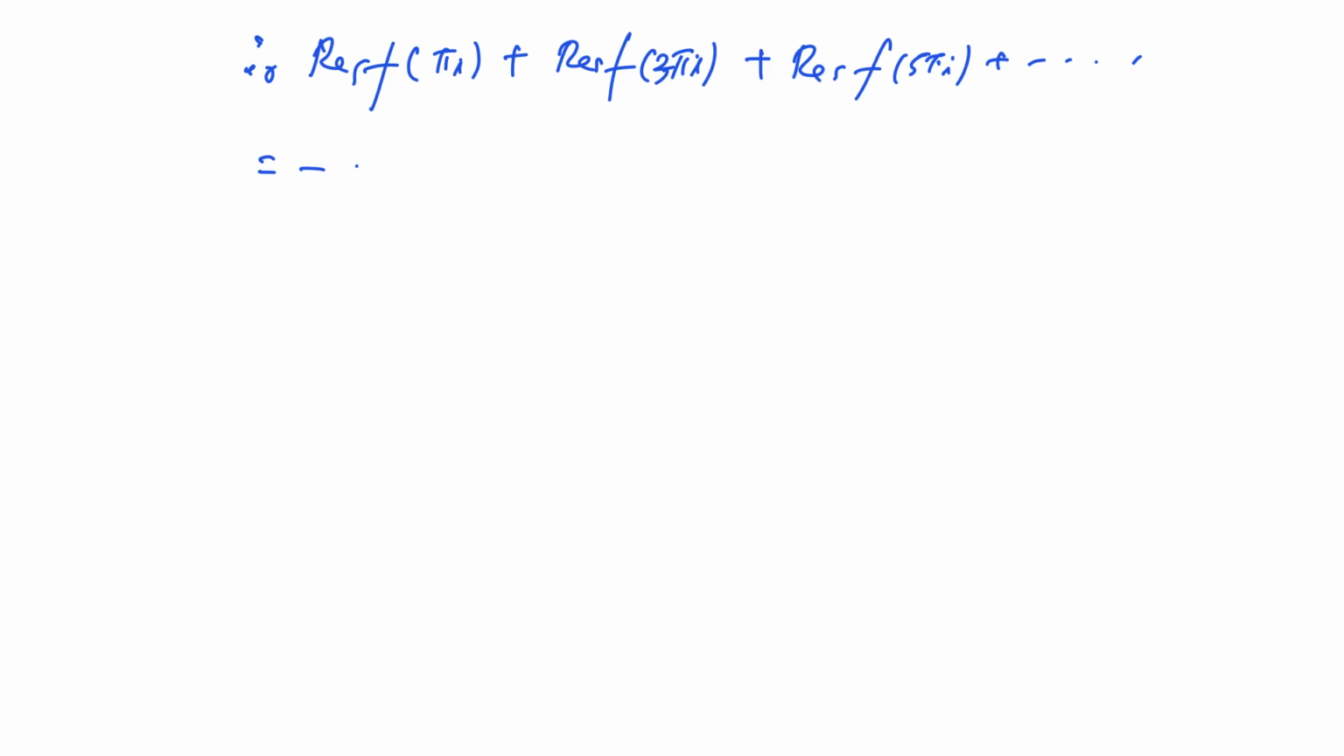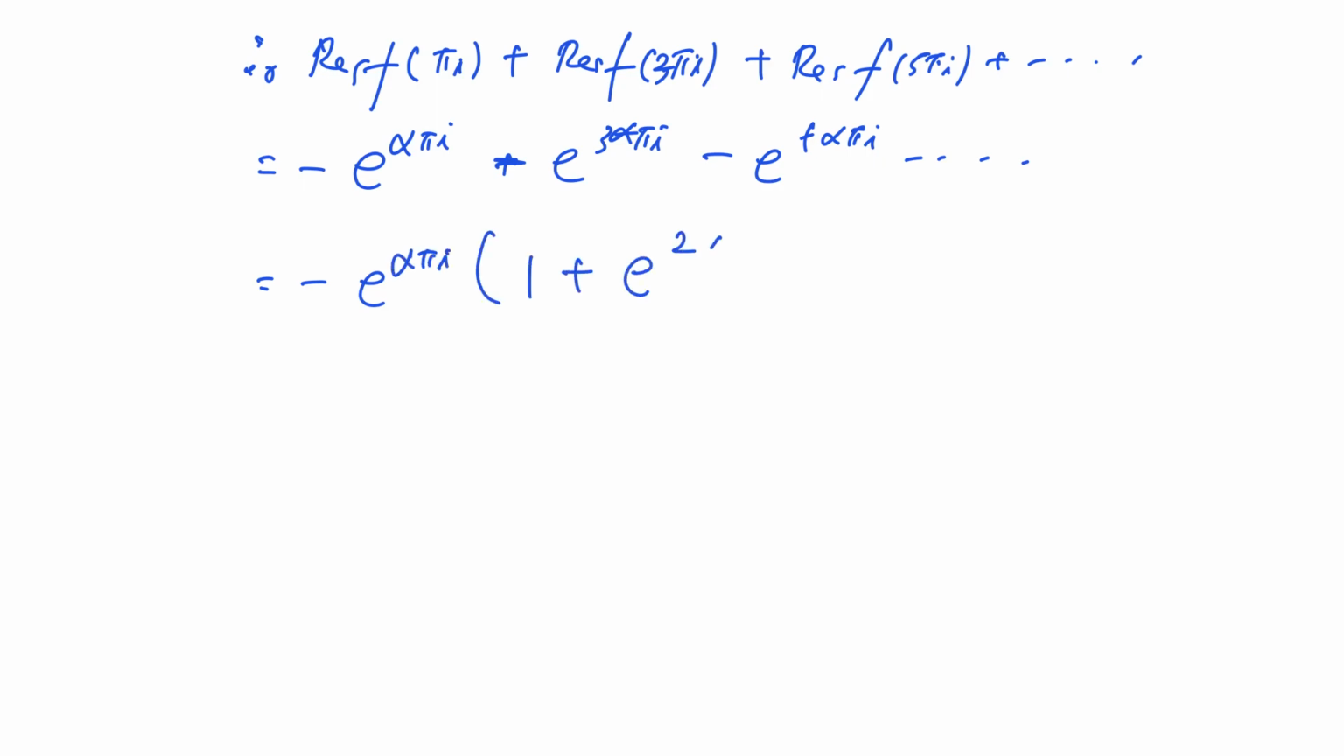Therefore, the residue at pi i, the residue at 3 pi i, the residue at 5 pi i, etc., is minus exponential alpha pi i, minus exponential 3 alpha pi i, minus exponential 5 alpha pi i, etc. So this is minus exponential alpha pi i times 1 plus exponential 2 alpha pi i plus exponential 4 alpha pi i.